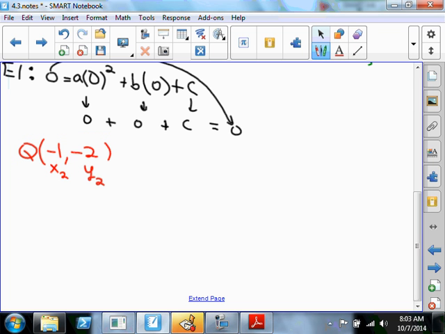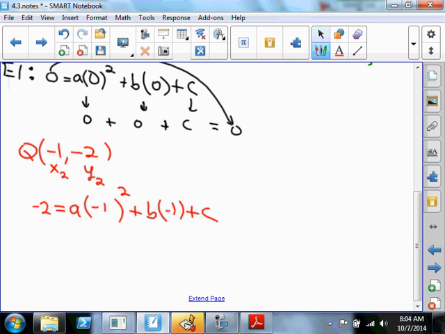Here we go. This other equation, I'm going to write y, which is negative 2, equals a times x squared. What's my x here? Negative 1, thank you. And then plus b times x, and what's my x? Negative 1 again, and then plus c. Hopefully everybody remembers where that came from. I'm just substituting into y equals ax squared plus bx plus c, leaving a, b, and c, and replacing x and y with the point's x and y.